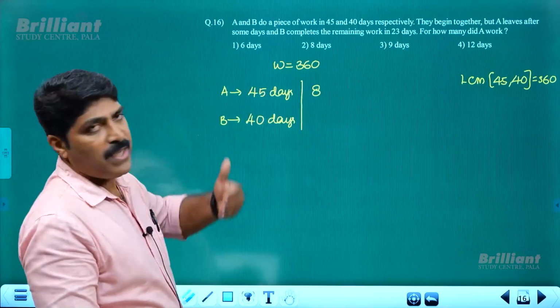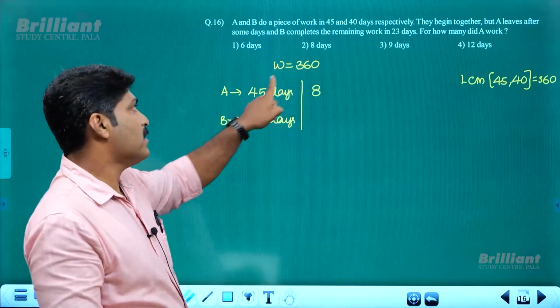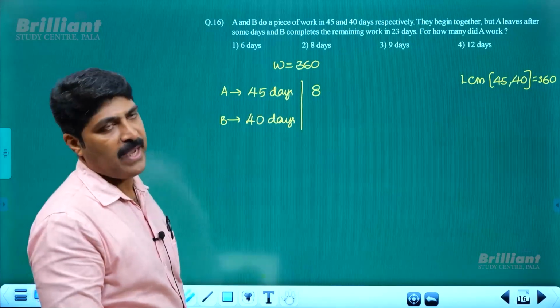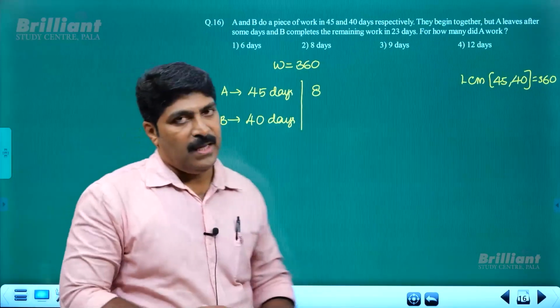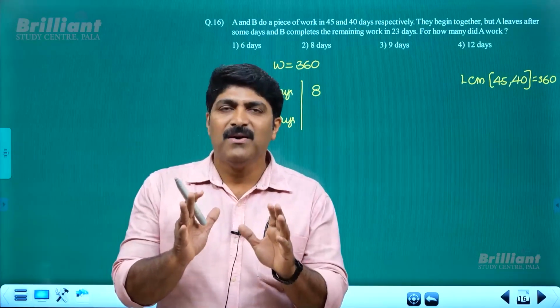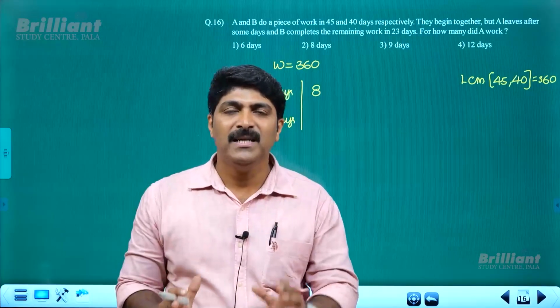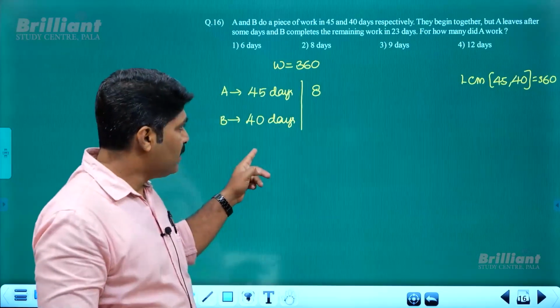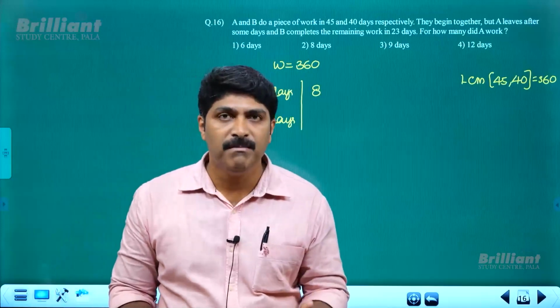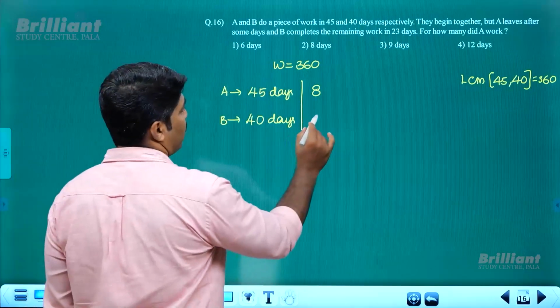That is how we can reach the conclusion. That is simply 360 by 45, which is equal to 8. In a similar way, B can finish the work of binding 360 books in 40 days. Then per day, how many books can B bind? That is 9 books.